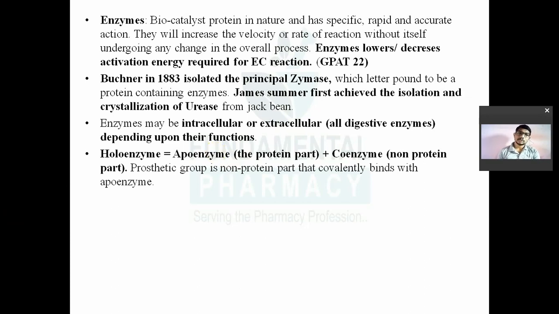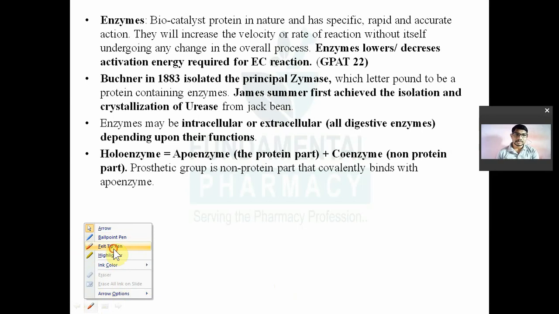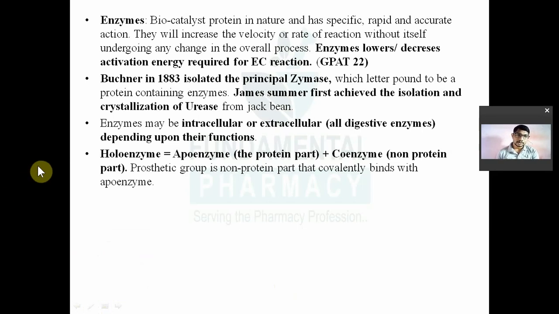Active enzyme is known as a holoenzyme. Holoenzyme is made up of two parts. The first one is the protein part, and the second one is the non-protein part. The protein part is nothing but the apoenzyme. So the first part is the apoenzyme, and the second part is the coenzyme.